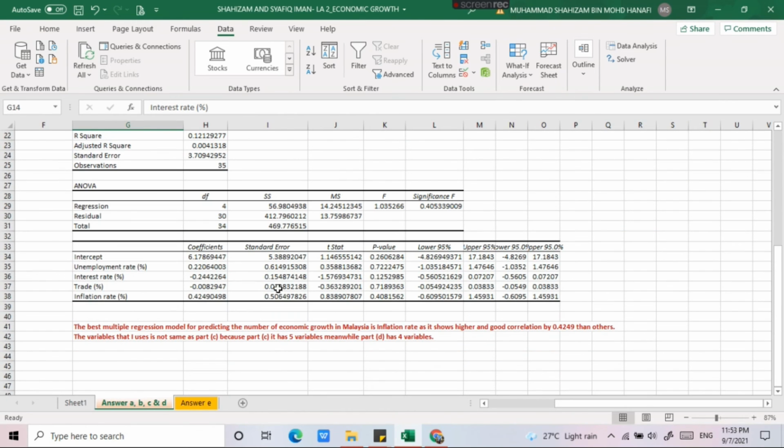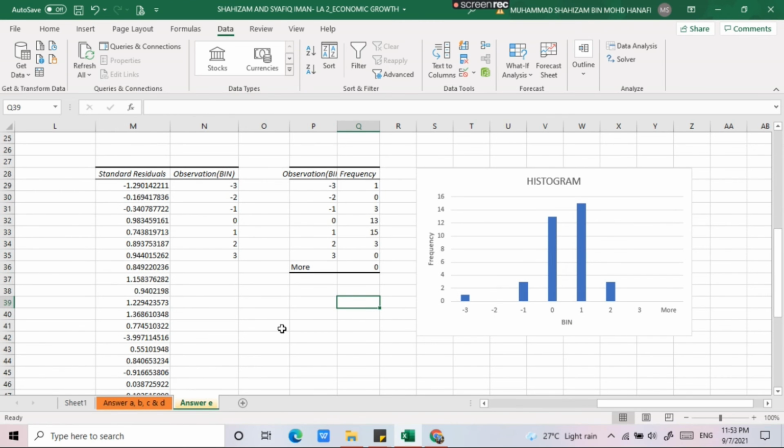Okay, from the data, we can conclude that the best multiple regression model for predicting the economic growth in Malaysia is inflation rate, as it shows higher and good correlation by 0.4249 than others. The variables that I use are not the same as part C, because part C has 5 variables. Meanwhile, part D has 4 variables.